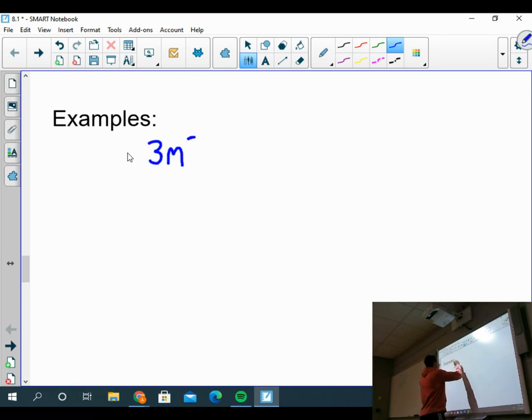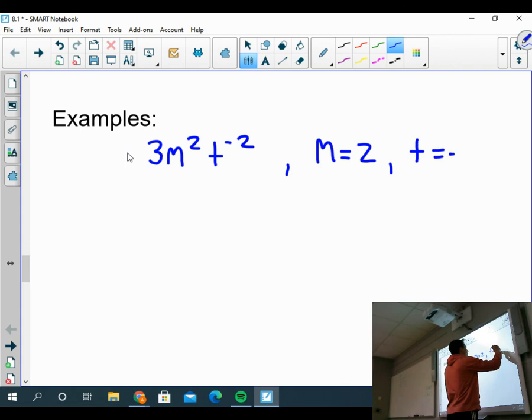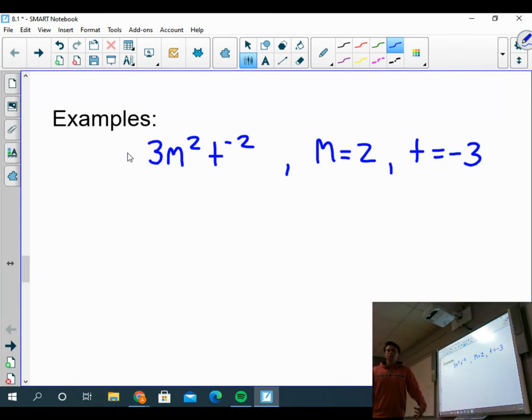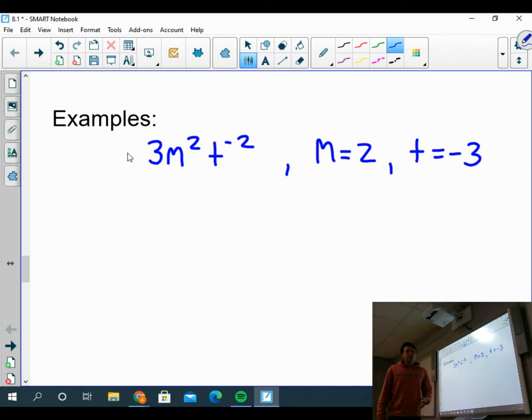Let's say I have 3m squared t to the negative second, but in this case, I know that m equals 2 and t equals negative 3. Now, instead of simplifying, I'm going to do what's called, and you've heard me use this word a lot in the past, solving or evaluating is another word we would use here. I am no longer just going to simplify the algebraic expression we see here on the left, but I'm going to evaluate it. I'm going to get an answer that is a number. It could be a fraction, it could be a decimal, it could be a whole value, but I'm going to get a number because I know what the variables are.